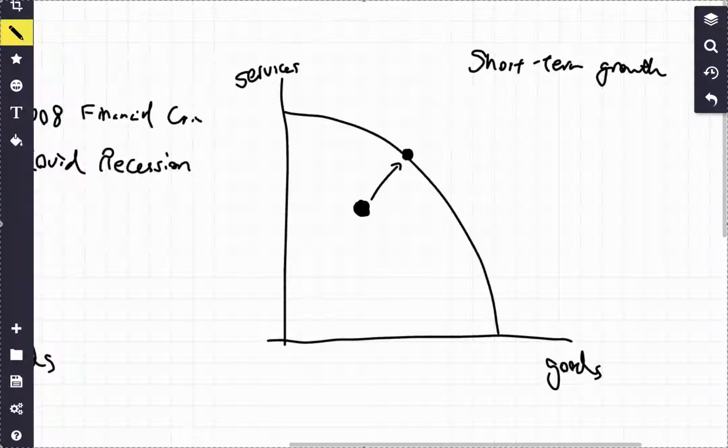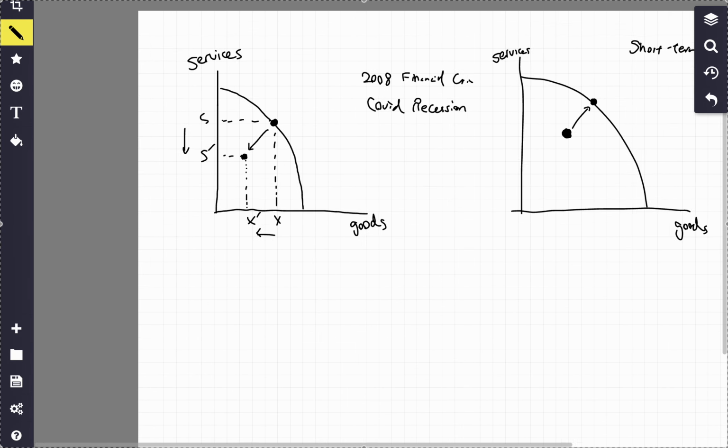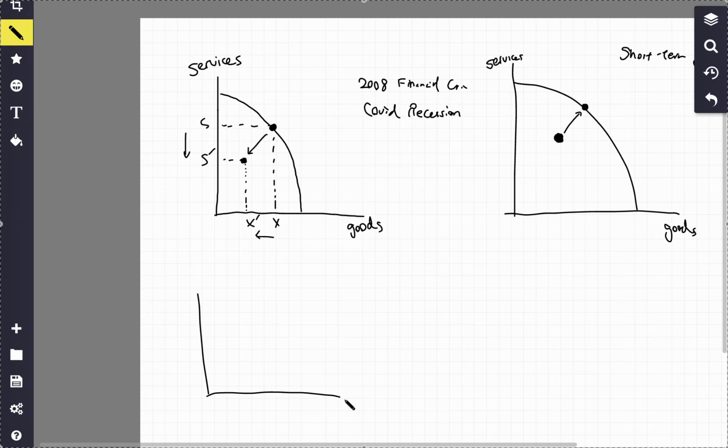And did it continue forever? No. First of all, the war ended, and we didn't see as high GDP growth as what we saw during this period. So it's short-term growth, and we have other things. Let's move on to the next one, which is long-term growth. So it's basically the production possibility frontier shifting outward.